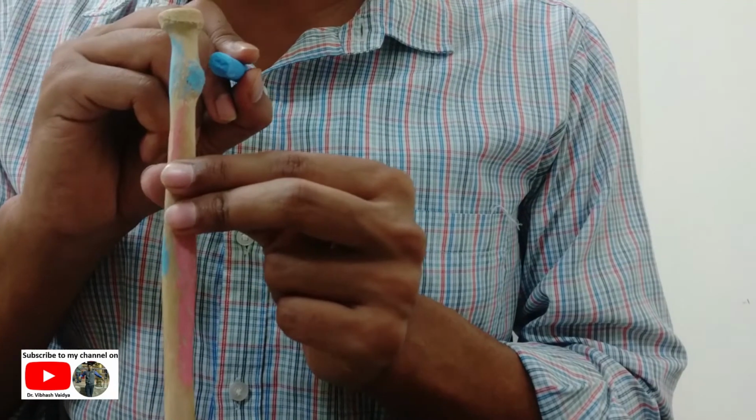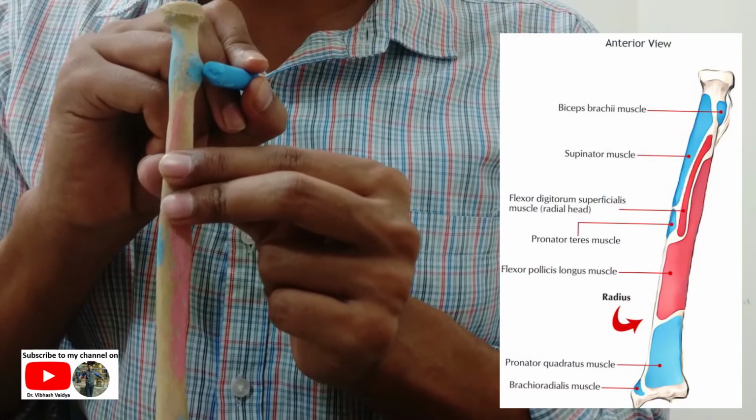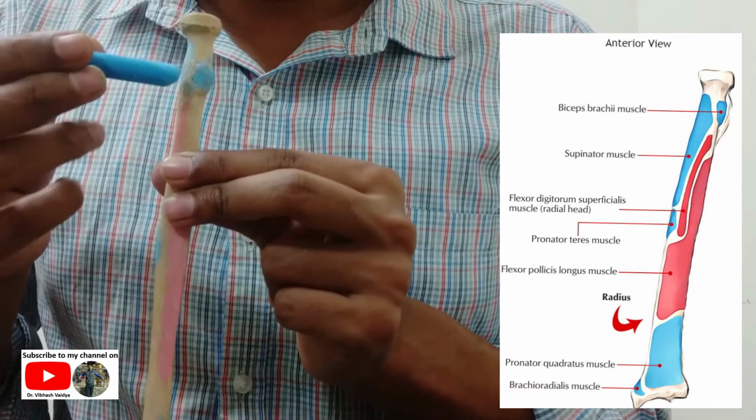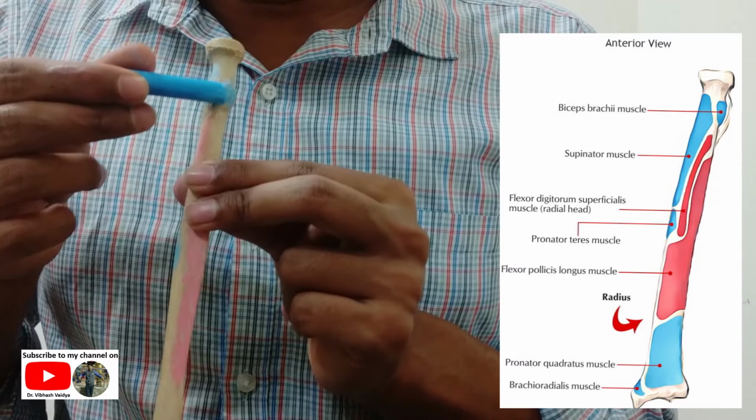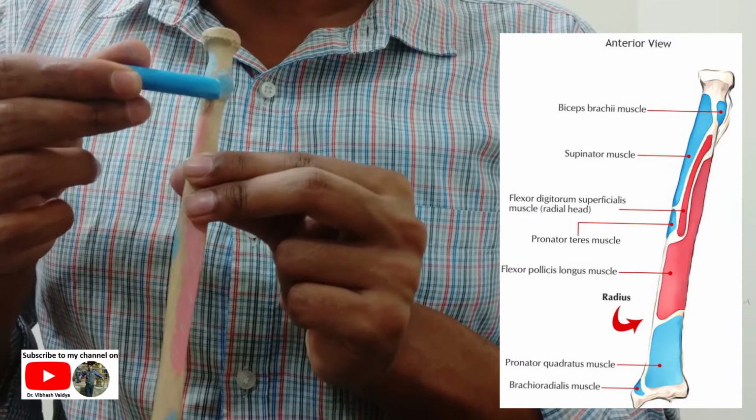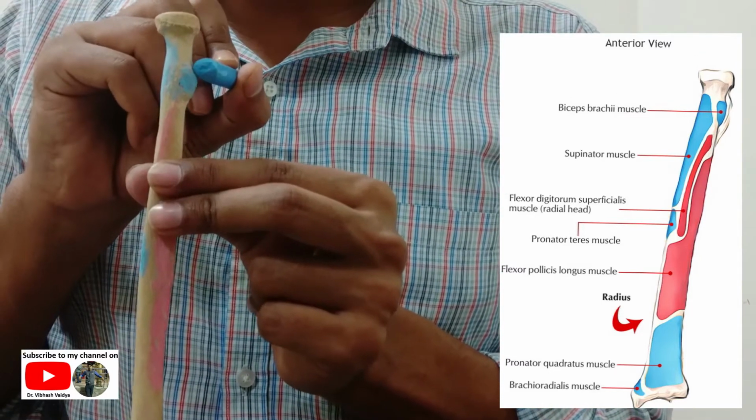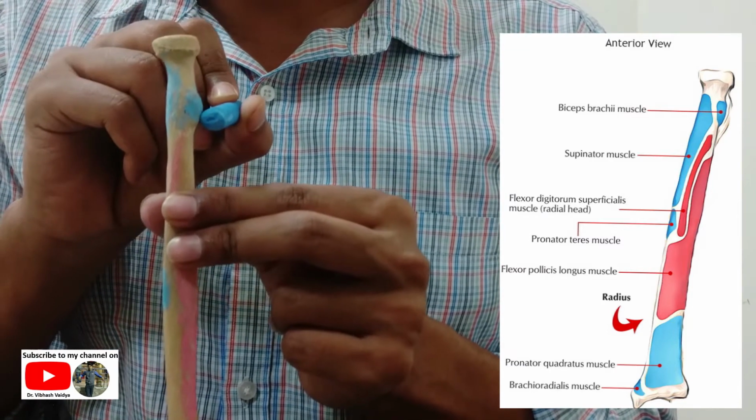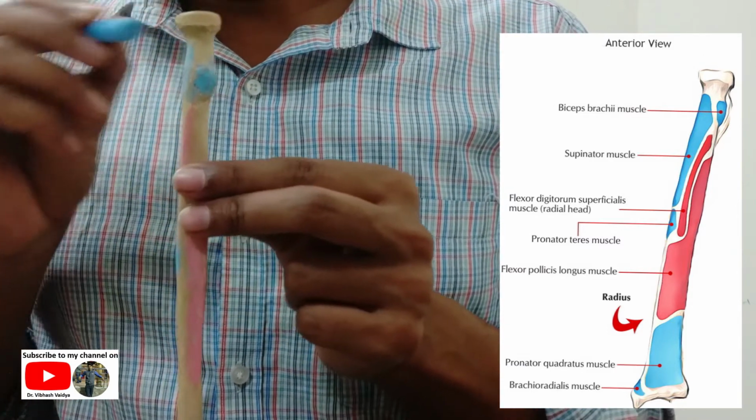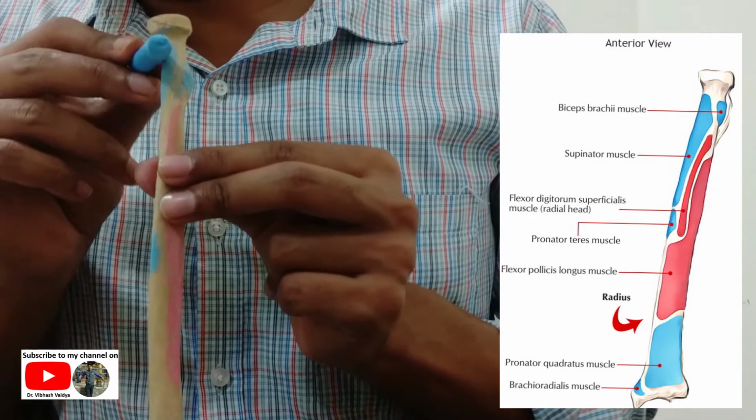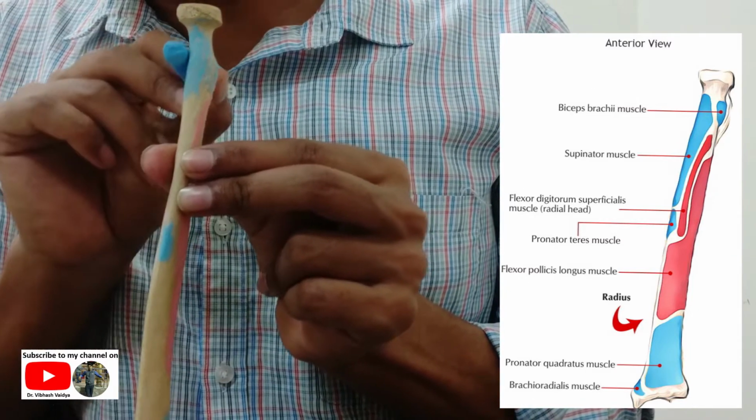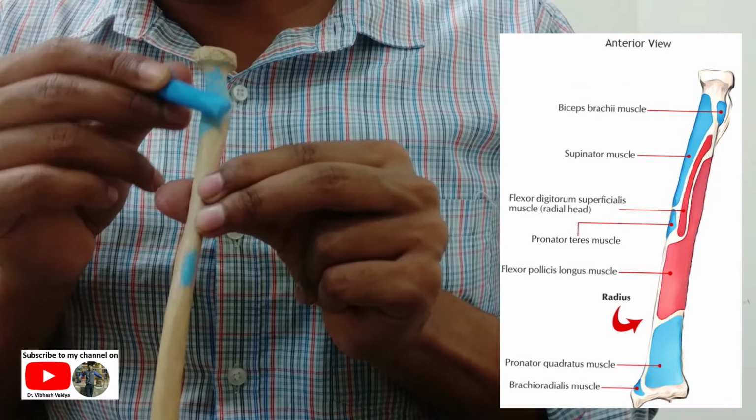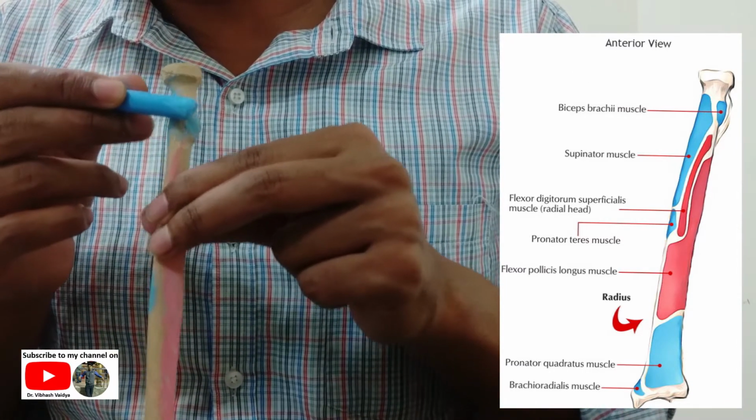The biceps brachii is inserted into the posterior rough part of the radial tuberosity. This is the radial tuberosity. The anterior part is covered with the bursa, and the posterior rough part receives the attachment of the biceps brachii muscle. Then the supinator muscle is inserted into the upper part of the lateral surface. So this area receives the insertion of the supinator muscle.